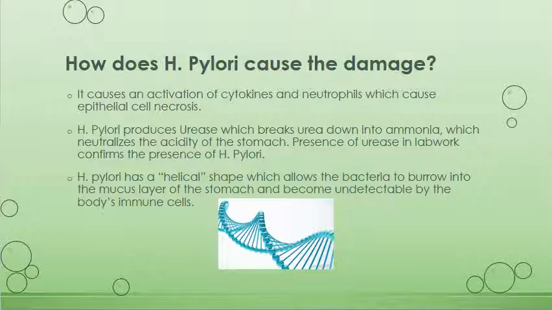H. pylori has a helical shape which allows the bacteria to burrow into the mucous layer of the stomach and become undetectable by the body's immune cells. And this is basically a picture of a helical shape. They can burrow in, they spiral around and burrow in. It makes it really hard for the immune cells to find them.